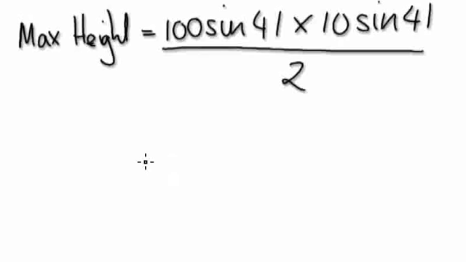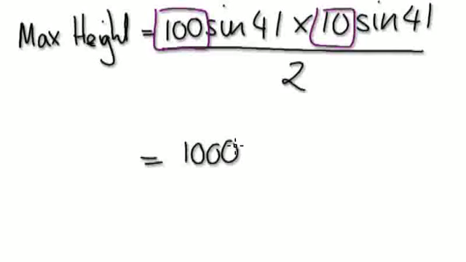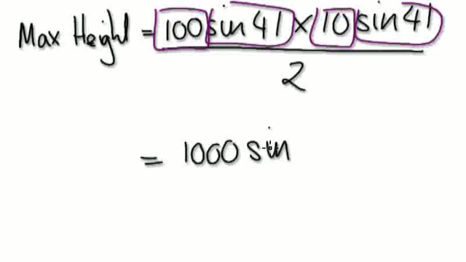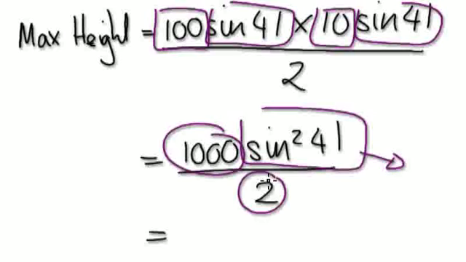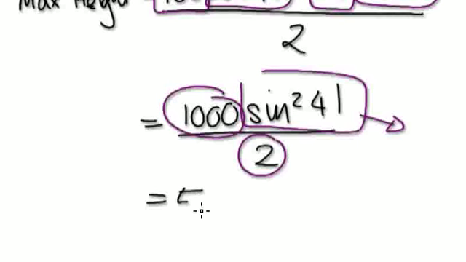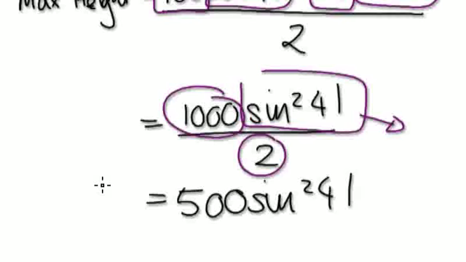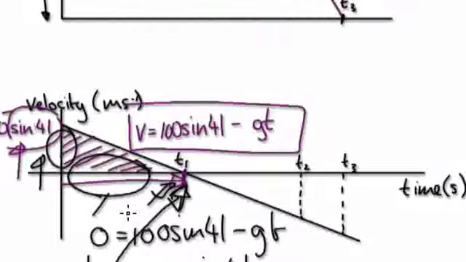Okay, so let's tidy this up. Basically, we've got this times this, which is 1000, and this times this, which is sine squared 41 over 2. Let's move this out here slightly. So it's basically this divided by this, which is 500. So 500 sine squared 41. This is our maximum height. Okay, so our maximum height is that.